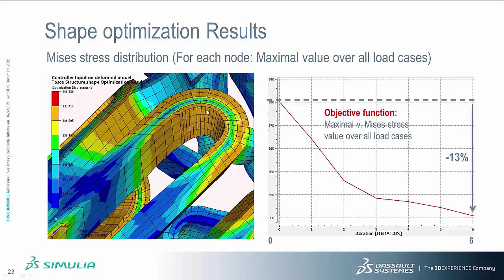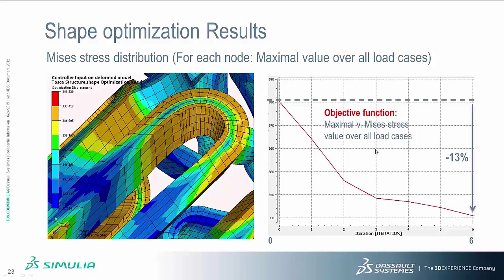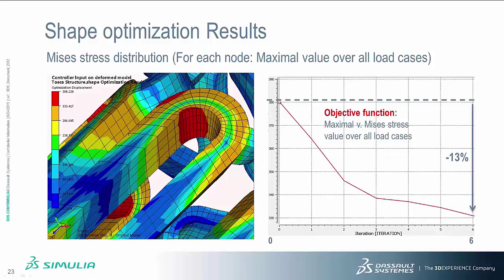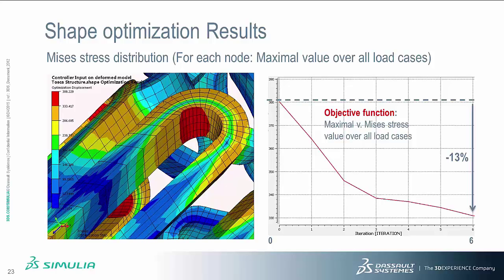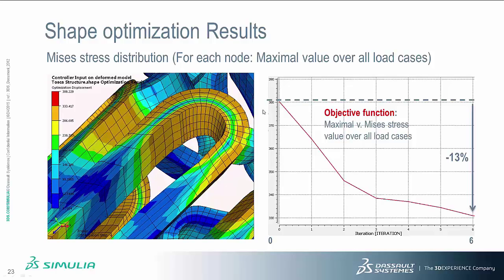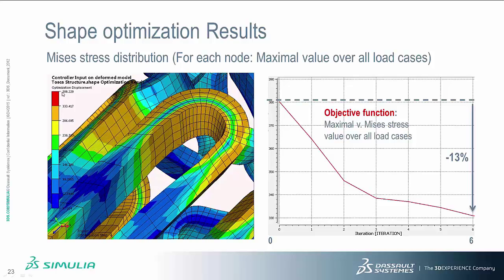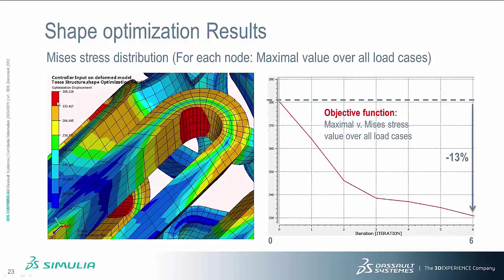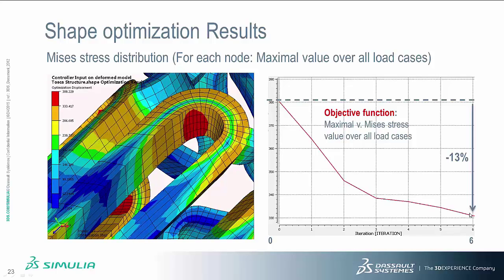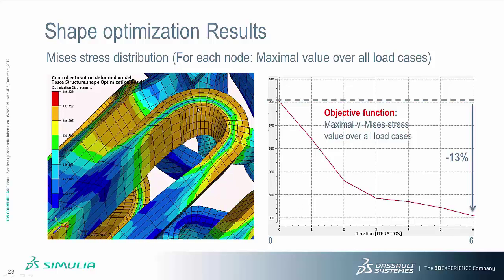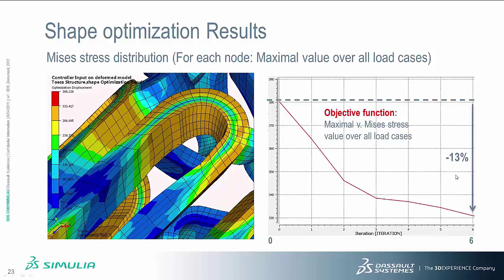You can see on the right-hand side, for a slightly better understanding, the curve of how the maximum stress changes over multiple iterations. So we start with 380 maximum stress in this U-shaped region where you see the red part. You can also see in the contour plot it's red, and as we go over the iterations, in the 6th iteration it's reduced to about 320, and that is about a 13% reduction in the maximum von Mises stress.